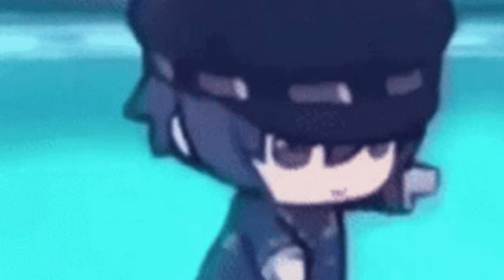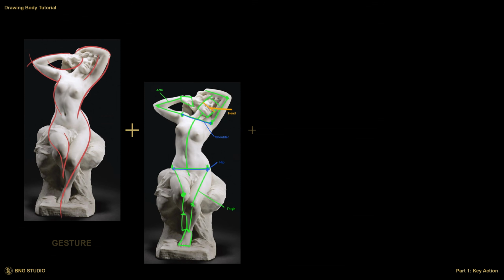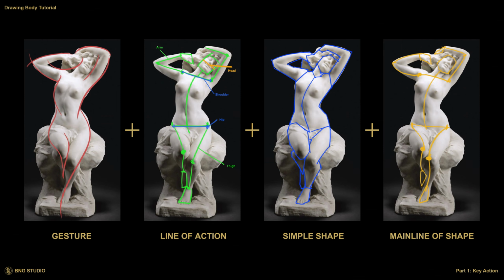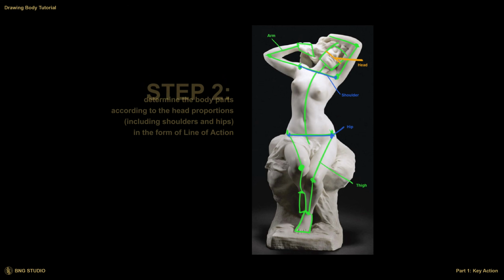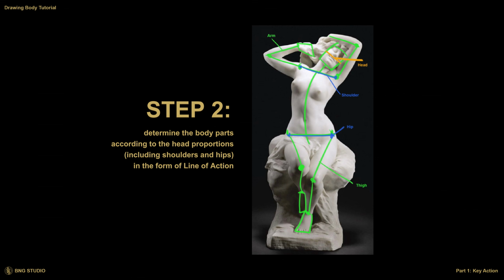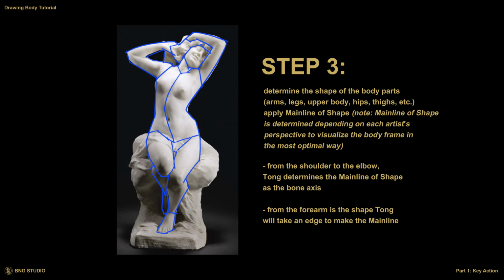Now that the pieces are in place, let's put them together to practice the key action method. Step 1. Identify the flow lines. Step 2. Determine the body parts according to the head proportions, including shoulders and hips, in the form of the line of actions. Step 3. Determine the shape of the body parts: arms, legs, upper body, hips, thighs, etc.